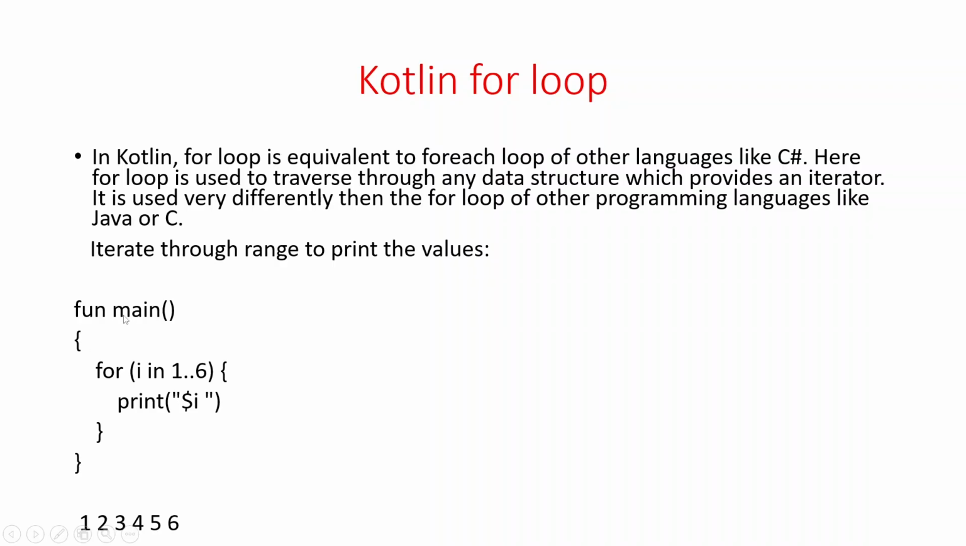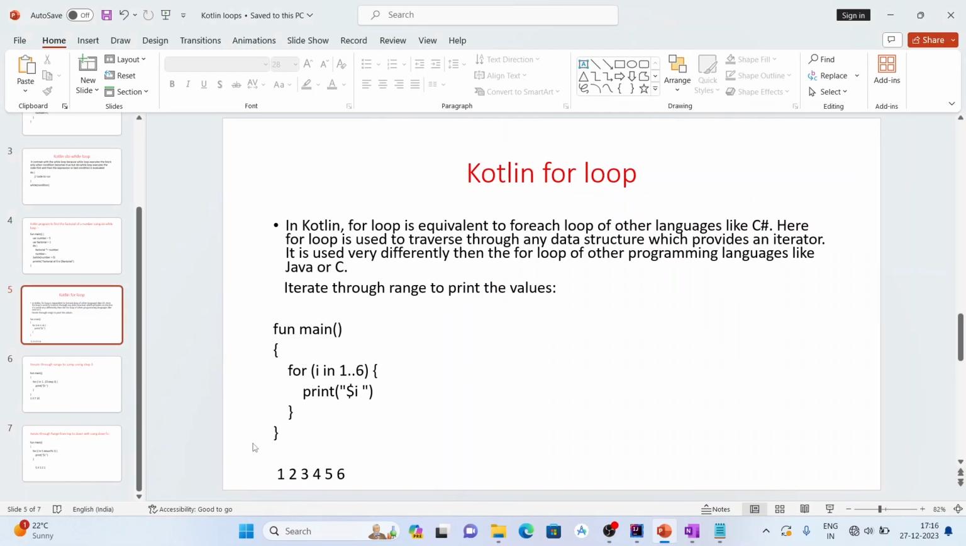Iterate through the range to print the value. Here we have function main and for loop for I in 1 to 6. Here we print the value of I. Here we get 1 2 3 4 5 6.